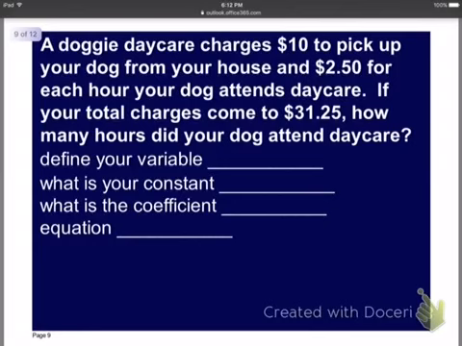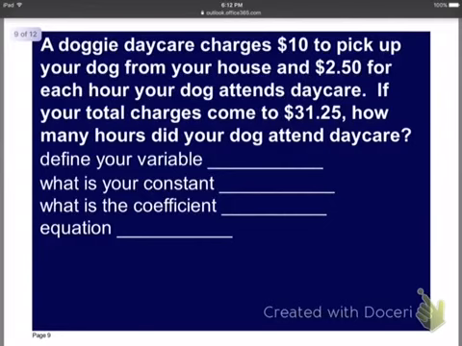A doggy daycare, which is a thing by the way, charges $10 to pick up your dog from your house and $2.50 for each hour your dog attends daycare. If your total charges come to $31.25, how many hours did your dog attend daycare?